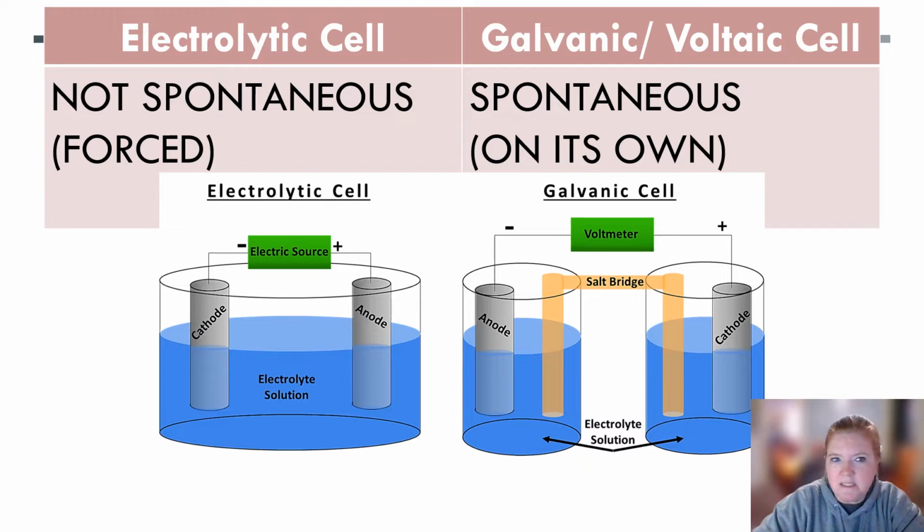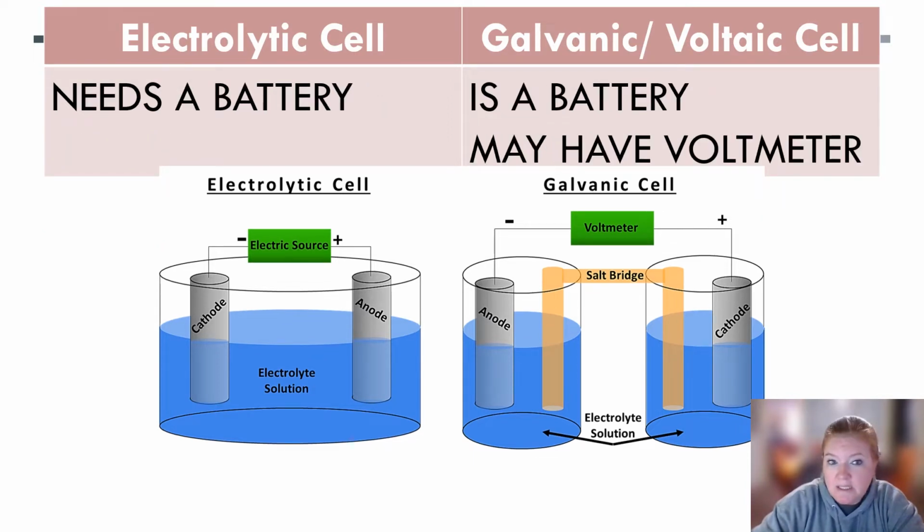An electrolytic cell is not spontaneous. It's forced. How do I force it? With a battery. And galvanic or voltaic is spontaneous. It just happens. So an electrolytic cell needs a battery to force it. A galvanic or voltaic cell is literally a battery. Now, it may have a voltmeter, it may have something else in the circuit, but what it will not have is a battery, a power source, a source of voltage, a source of current, nothing like that. A galvanic or voltaic cell is literally a battery. An electrolytic cell needs a battery to force it.